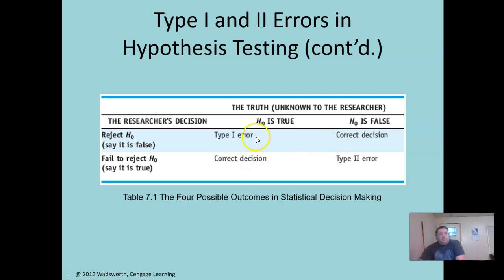So it's important to understand type 1 and type 2 error. The null hypothesis is true, which means that there's no difference. If we reject it and say that there is a difference, then that is a false positive, a type 1 error. Okay. If the null hypothesis is false and we fail to reject it, that is a false negative. Okay.